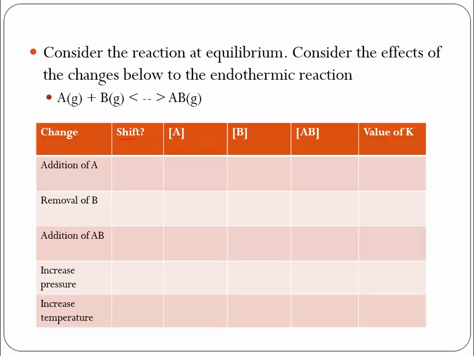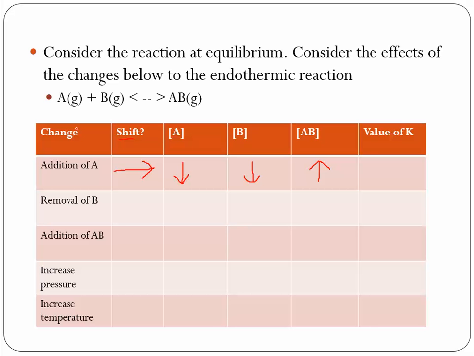Addition of A. When you add something to one side, it shifts to the opposite side. So it's going to shift away from that side, to the right, meaning the amount of AB is going to go up. But it works like a teeter-totter. The only way you can make more AB is to have less of A and B.